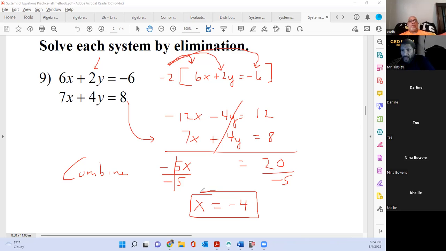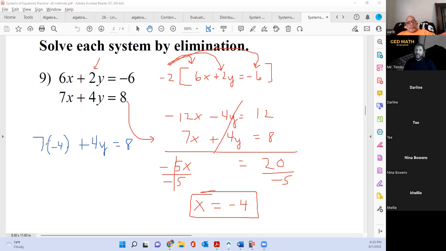It doesn't matter what equation you plug it into. You can plug it into the first one, you can plug it into the second one. It does not matter. But for our case, Nina, since you picked the second one, we will plug it into the second equation. I'm going to change to blue. And all we're going to do is substitution. Everywhere I see x, I'm going to put -4. 7x means 7 times x. So since x is -4, 7 times -4 plus 4y is equal to 8. Does everybody understand that? All we did was substitute in.